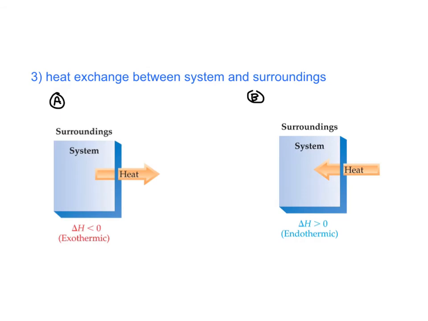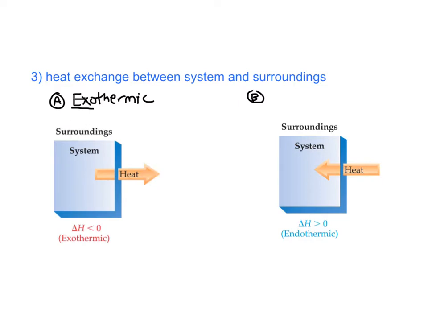All right, let's talk about heat exchanges between your system and your surroundings. There are two possible situations. Your system is releasing or giving off heat to the surroundings, or the system is absorbing heat from the surroundings. Let's talk about this one, A, first. A is called an exothermic reaction. The way I remember it is that exo sort of means exit. So heat is exiting the system to the surroundings.